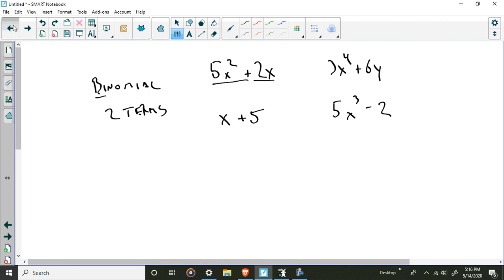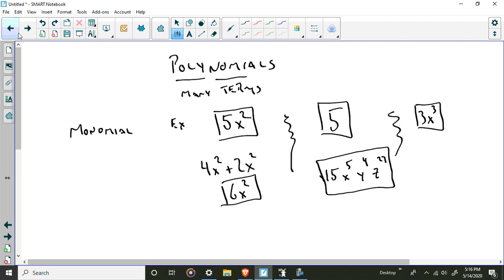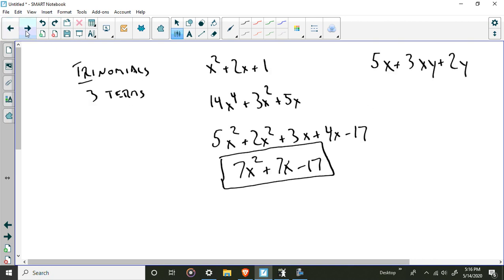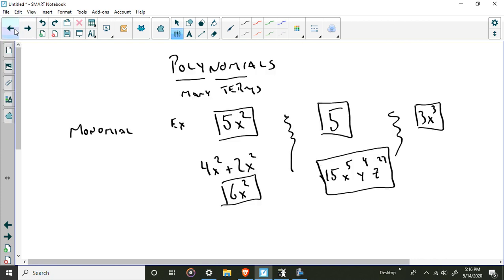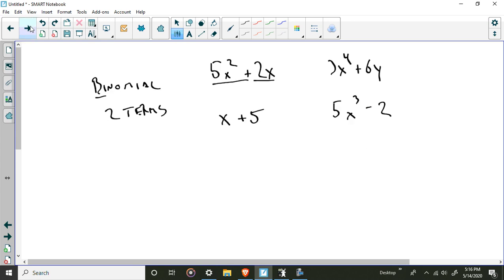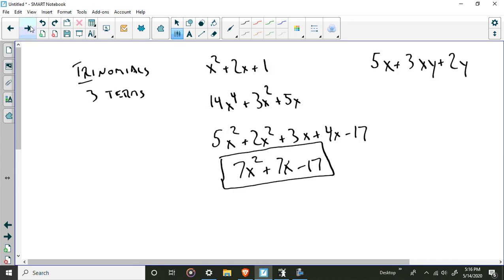We can call any of these things, whether it's a monomial, a binomial, or a trinomial, we can call any of these polynomials. So it's a weird thing that we say polynomials even though it's one term, but technically this is a polynomial, okay? So I can call any of these polynomial, more specifically monomials, binomials, and trinomials.